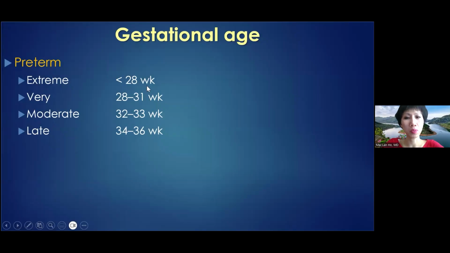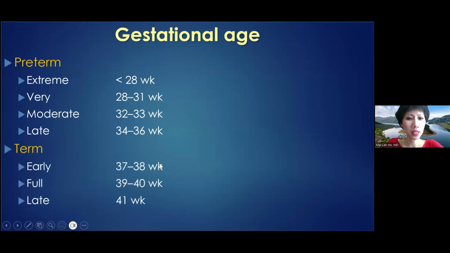And so the more preterm you are, the more immature these structures are, and the more likely you are to have brain injury, multi-organ injury, and long-term complications. Term is anything between like 37 to 41, but full term technically is around the 40-week period. You could be early term or late term. There's also post-term, so 42 weeks or higher.